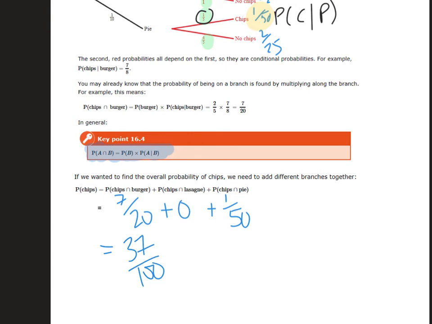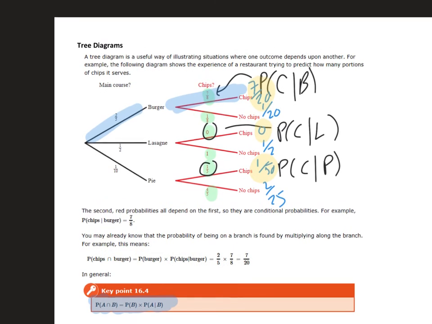So if you want the probability of the second branch, you don't just add up these probabilities straight away. You're going to get them bigger than 1. You add up the end probabilities. These ands at the end are the ones that go in the Venn diagram. Let's look at this in more detail.